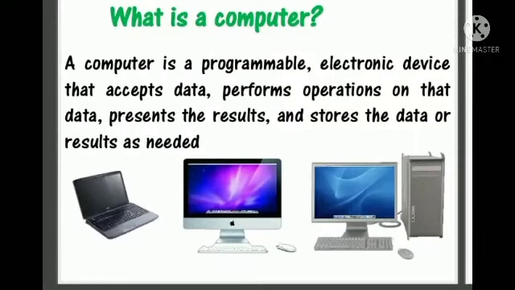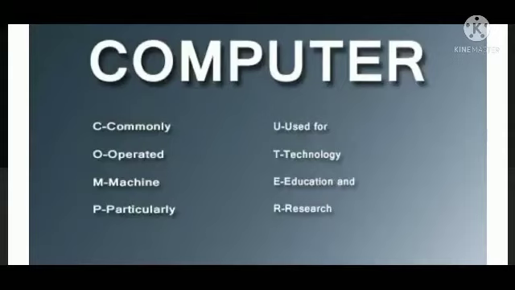Come, let us see what is a computer. A computer is a programmable electronic device that accepts data, performs operations on that data, presents the results and stores the data or results as needed. So a computer is a programmable electronic device that accepts data and processes those data and produces the result, and also it will store the data. This is the full form of computer: Commonly Operated Machine, Particularly Used for Technology, Education and Research.